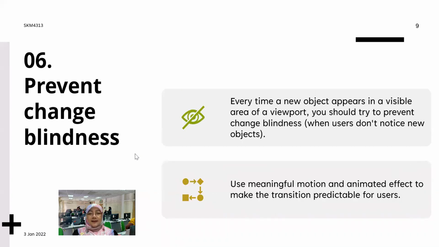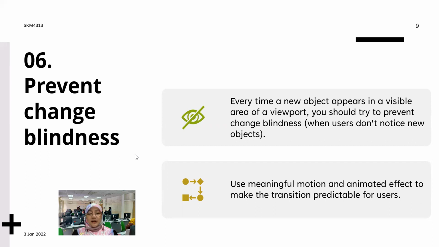Prevent change blindness. Every time a new object appears in a visible area of the viewport, you should try to prevent change blindness, when users do not notice new objects. So make sure all the new objects can be seen. The user can see all these objects in the viewport.